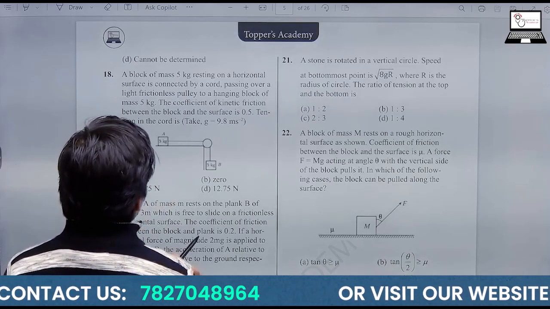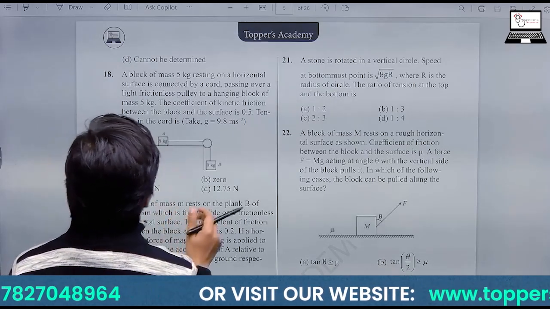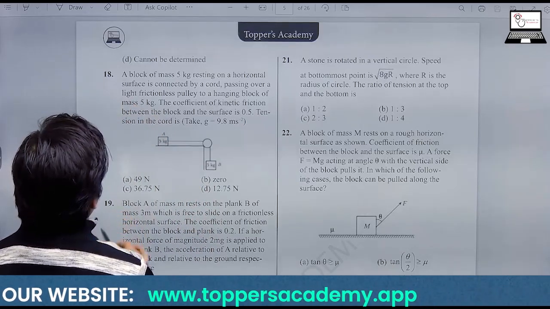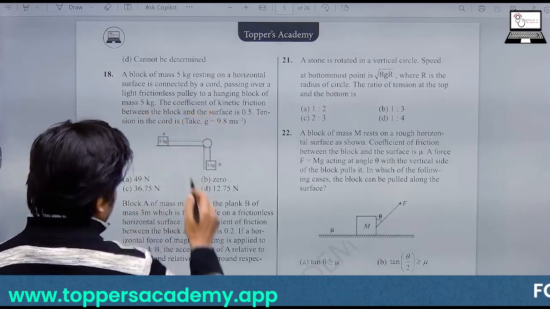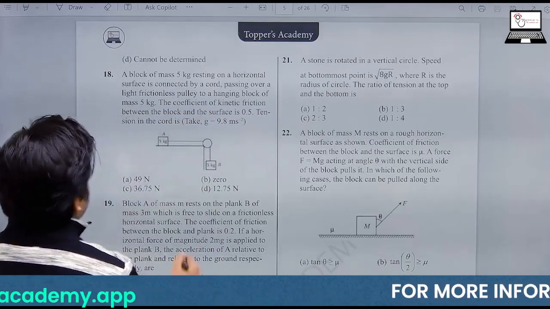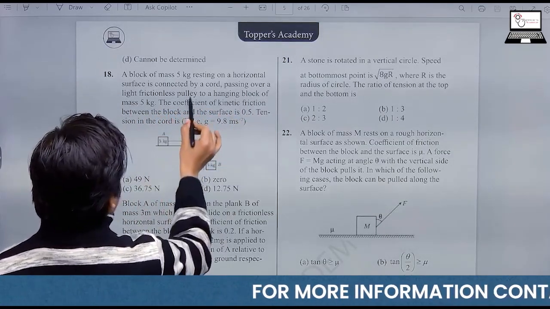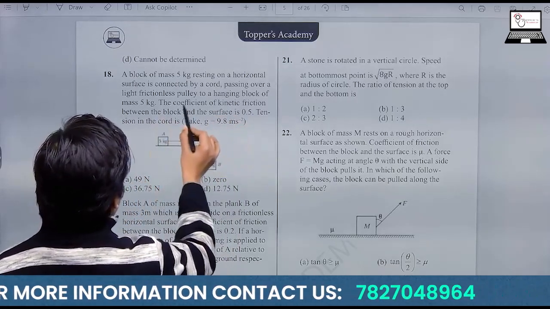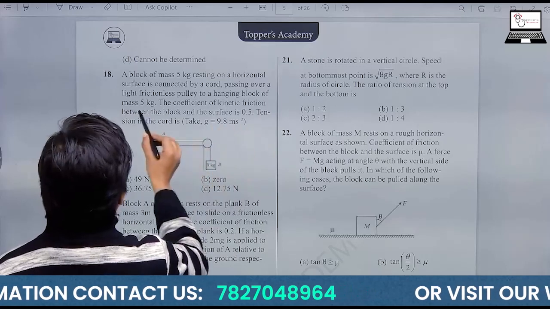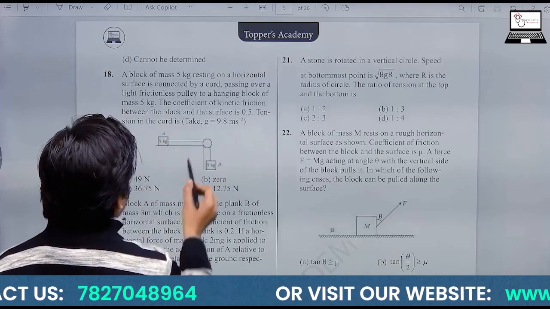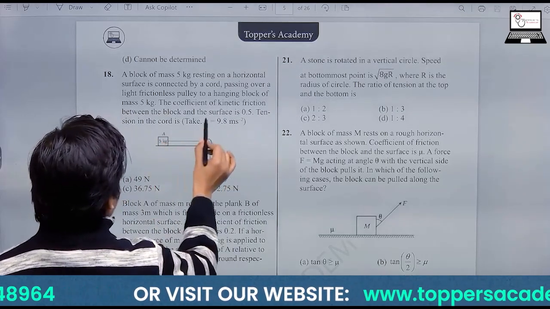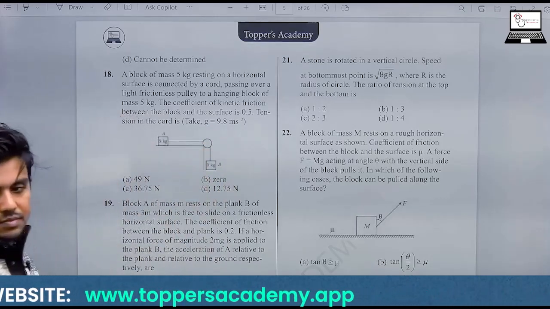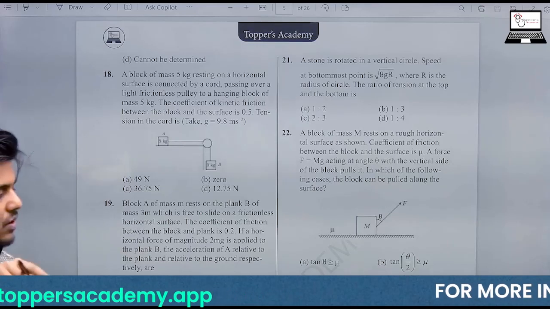So in this question paper, you can see problem number 18. A block of mass 5 kilogram resting on a horizontal surface is connected by a cord passing over a light frictionless pulley to a hanging block of mass 5 kilogram. The coefficient of kinetic friction between the block and the surface is 0.5. The tension in the cord is?